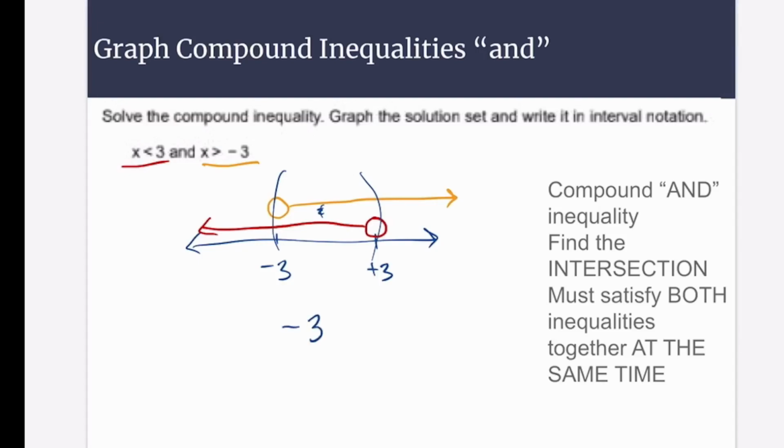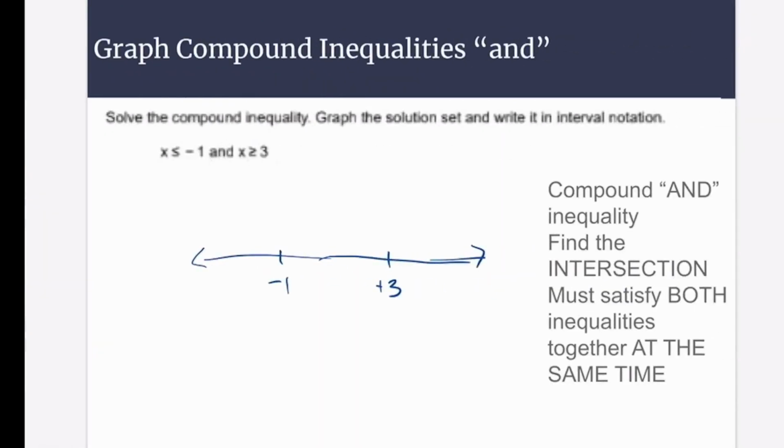So our interval is going to be (-3, 3), and these are also parentheses because they're open circles. And the open circles come from the less than and the greater than with no equal sign.